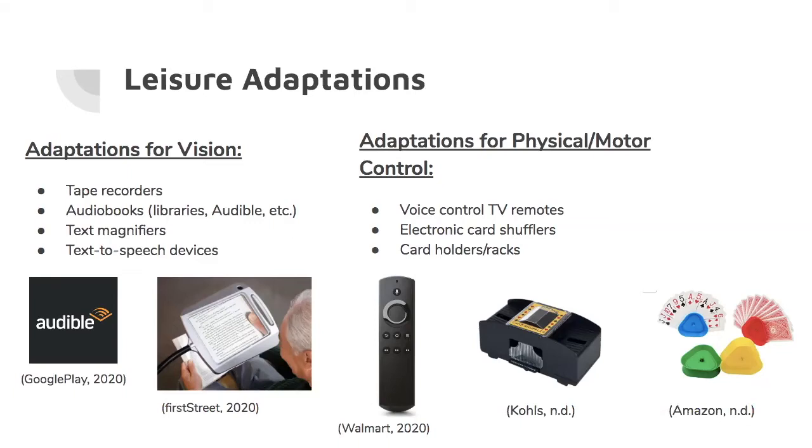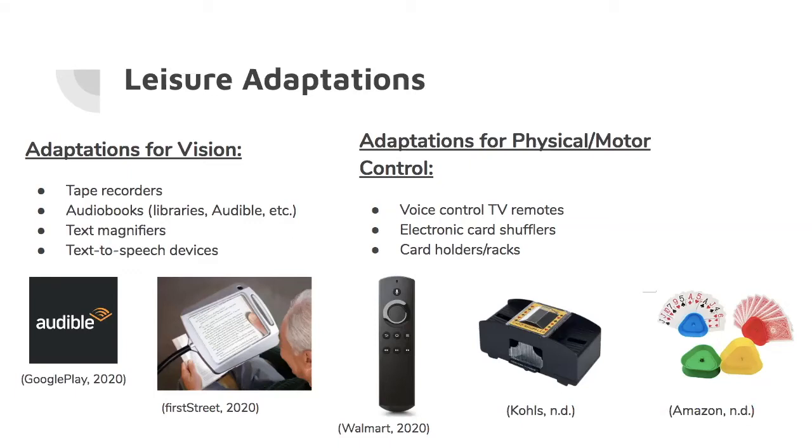Obviously, there are many other adaptations for many different other leisure activities, but we just don't have the time to go into them today. So for playing cards, there are electronic card shufflers, and basically you take the deck of cards and you split it in half, and one half goes on each side, and you press a button and it automatically shuffles your cards for you.